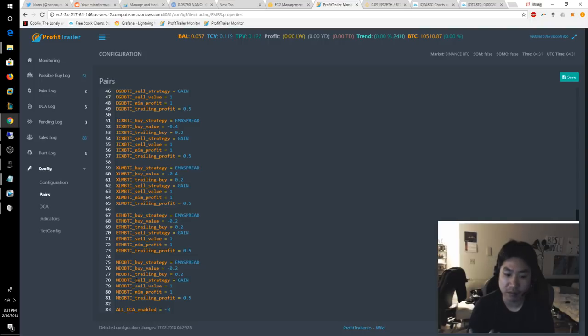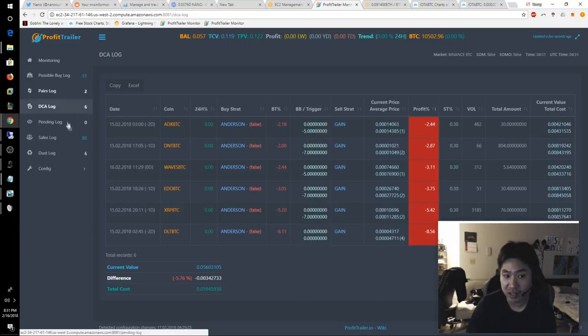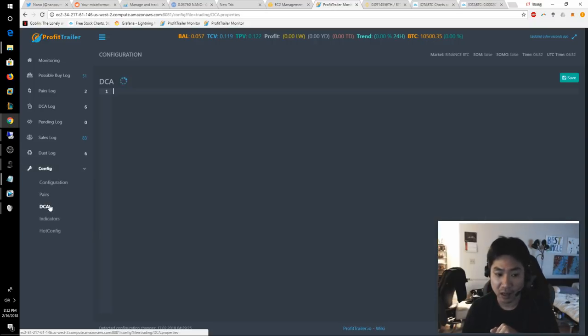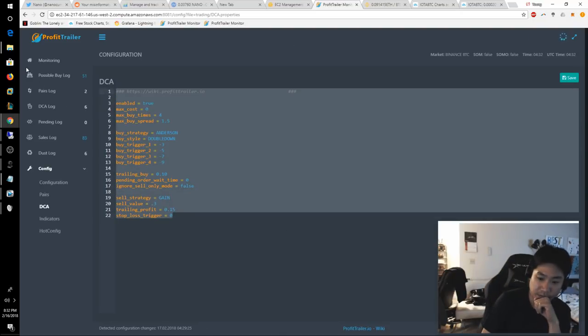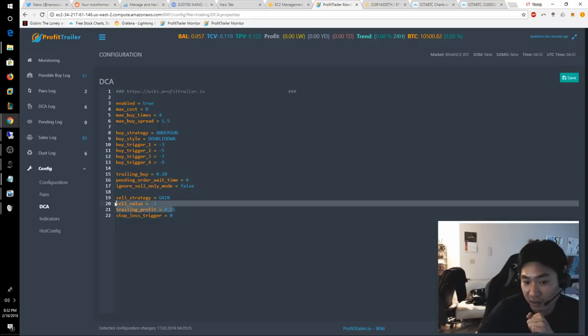I have set my DCA at -3%. So I just recently bought Nano, and if Nano turns into -3%, it's going to move it into the DCA log. And in the DCA log, anything in DCA now has these settings. If it is at -3%, I'm going to double down on the coin.